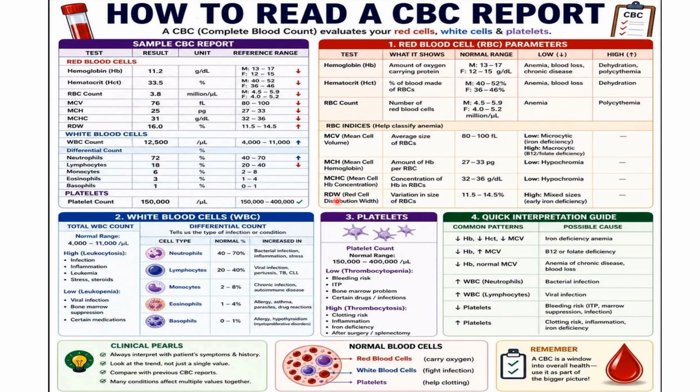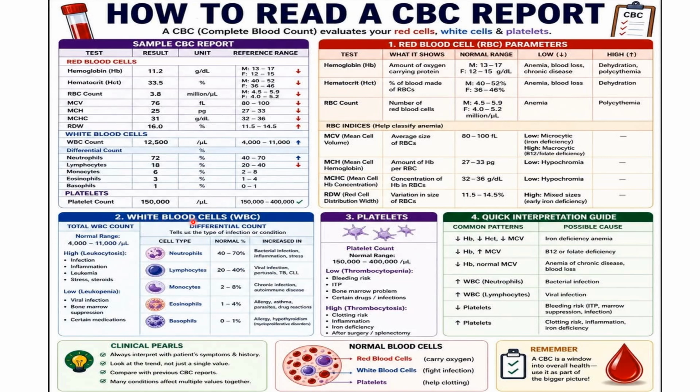Next is RDW, also known as red cell distribution width. It shows the variation in size of RBCs. Normal values are in the range of 11.5 to 14.5 percent. High values are indicative of mixed sizes, that is early iron deficiency anemia. So that's all about the red blood cell or RBC parameters.